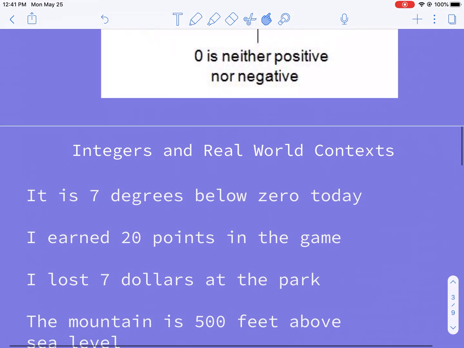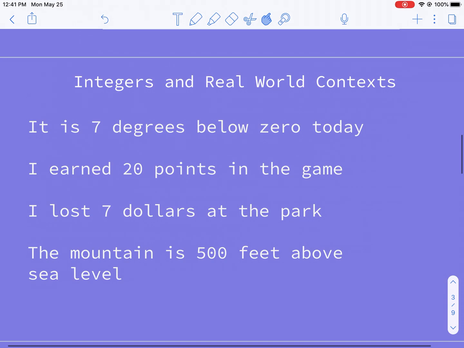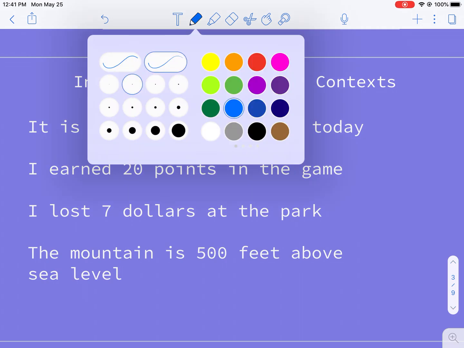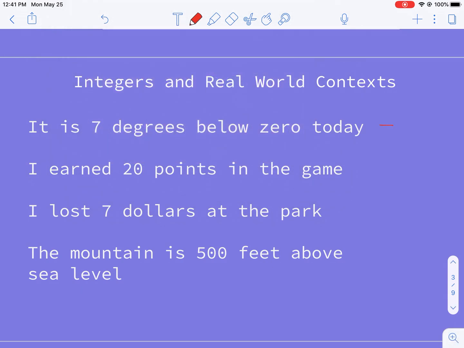Now, another thing to think about is that integers are involved in the real world all the time, okay? So I gave you a couple examples down below. For example, if someone says it's 7 degrees below 0 today, that's a great example of using a negative value, which would be represented with a -7. That shows 7 degrees below 0.